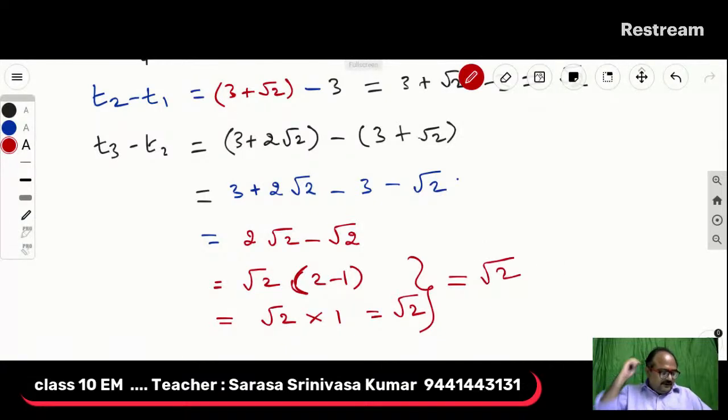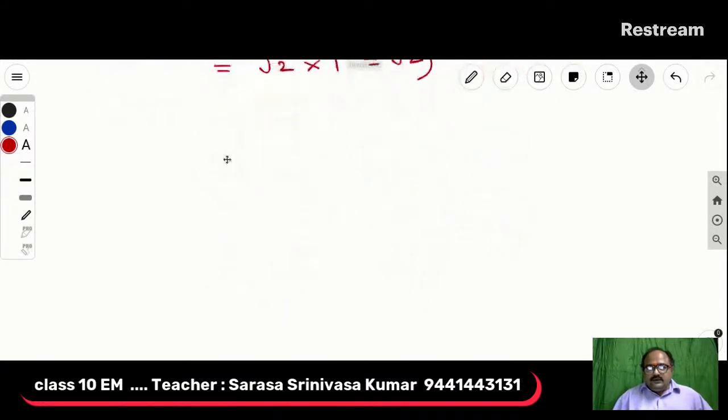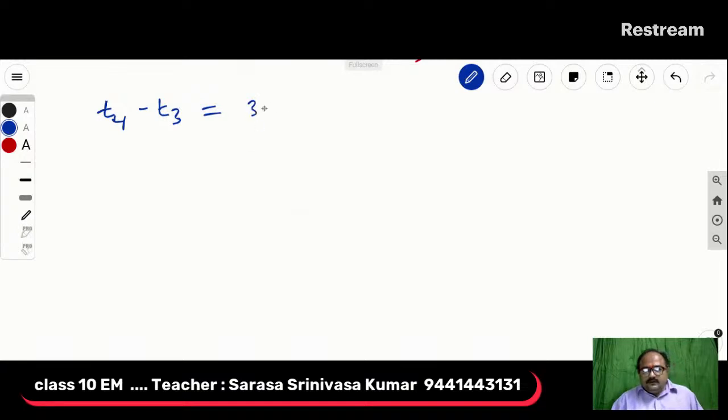I just explained this concept. Now we calculate T4 minus T3. T4 minus T3 is equal to, what is T4? 3 plus 3 root 2, minus T3, which is 3 plus 2 root 2.